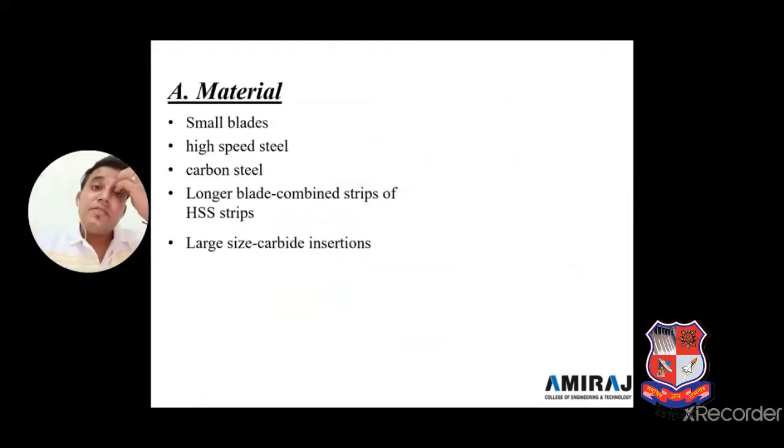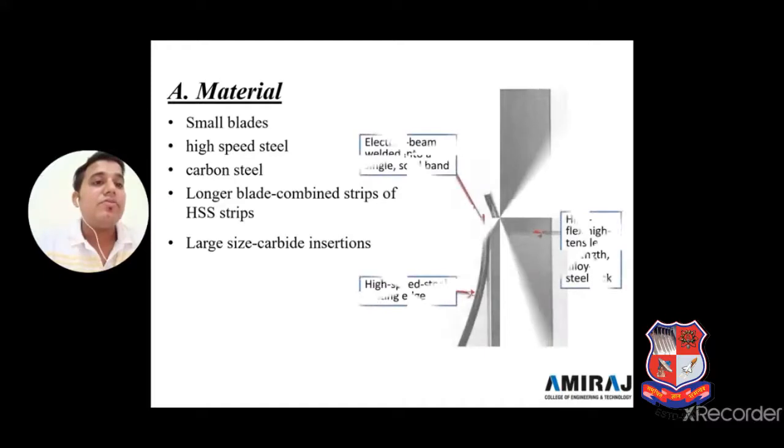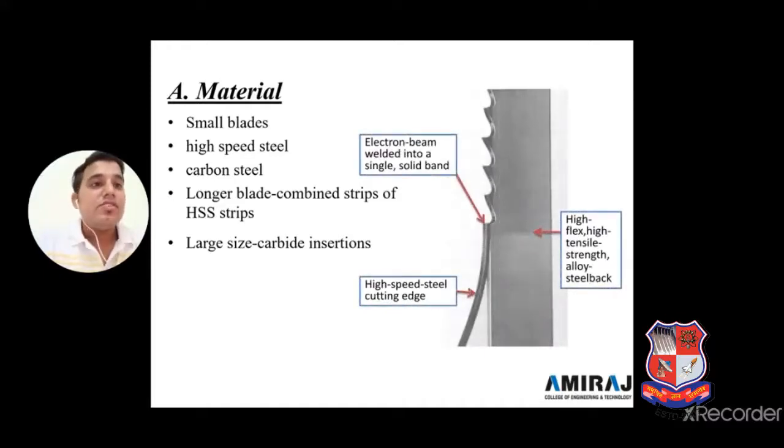So first one is the material. For small blades, high speed steel or carbon steel; for longer blades, combined strips of HSS strip for band sawing, and for large size cabinet intersection. Have you observed, we already saw this, here the high speed cutting edge. Here it is electron beam welded into a single solid beam band, and here is the high flux, high tensile strength alloy steel base.